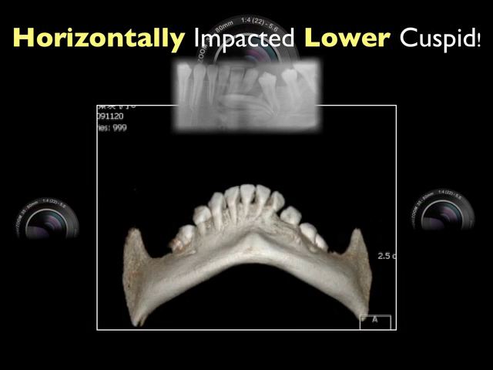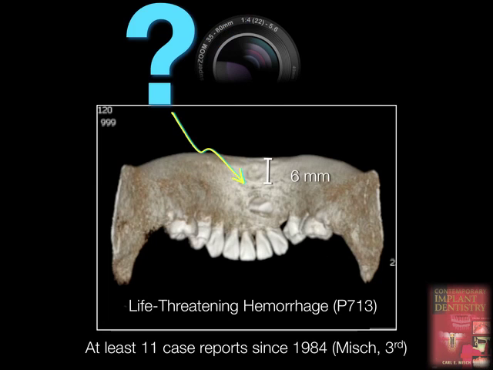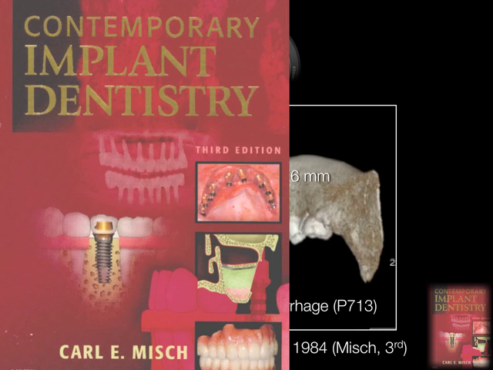So this is the one I want to show you. If you look at the 3D and take a snapshot right here, here is the sublingual artery foramen, and it's very dangerous. It's about 6 millimeters to here.